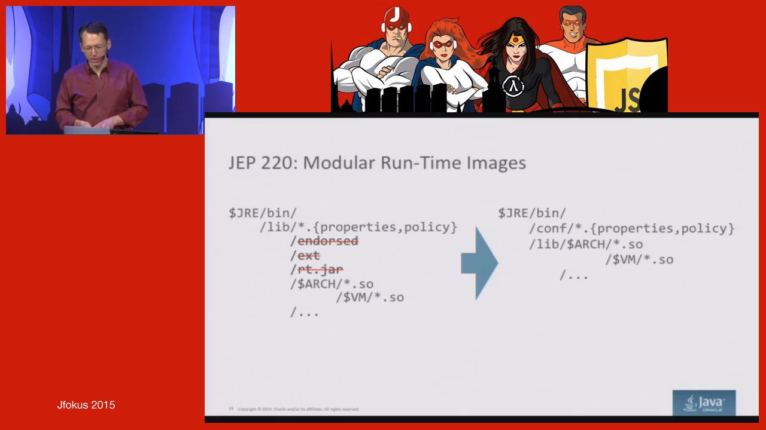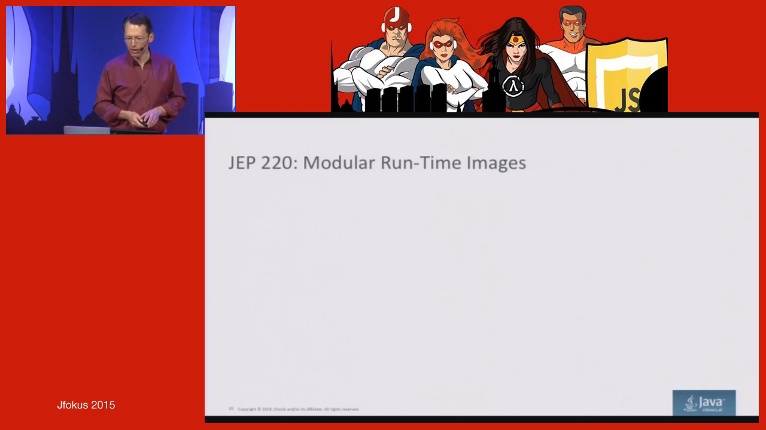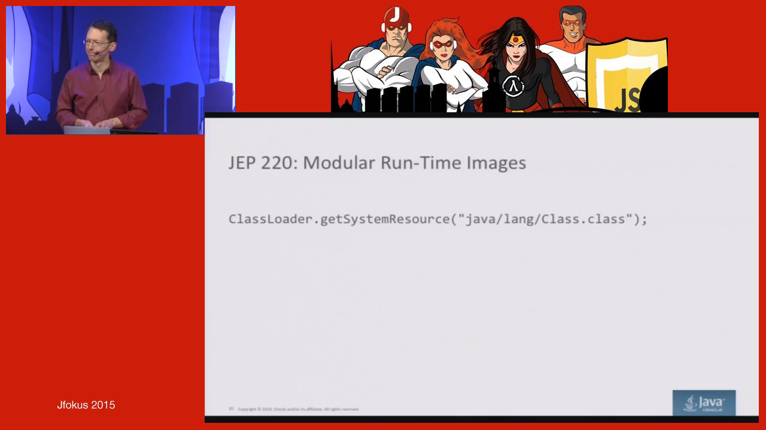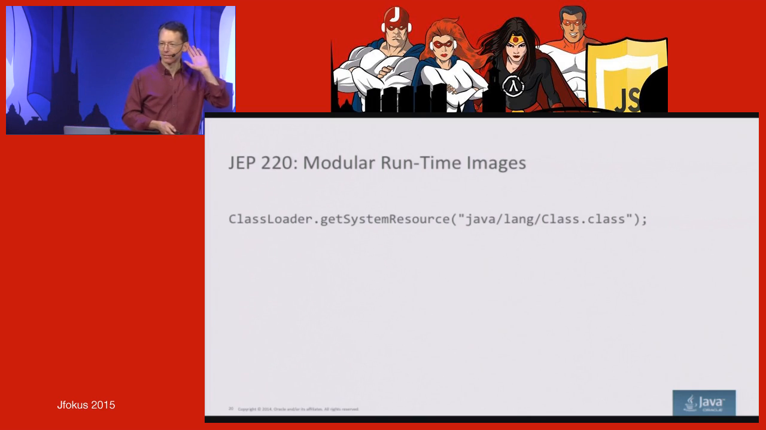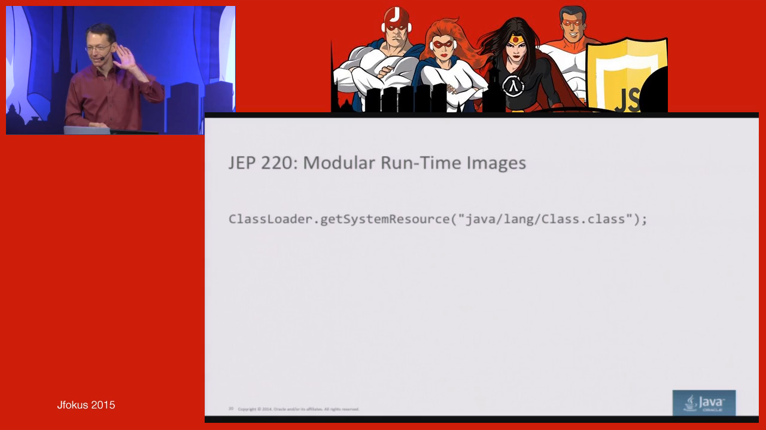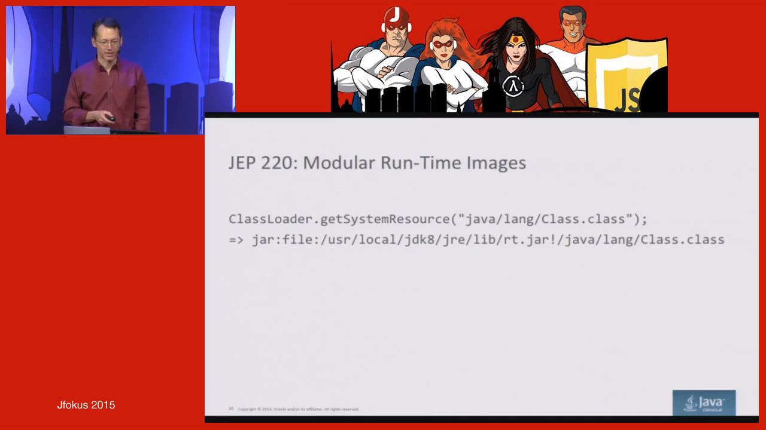There were some interesting kinds of compatibility issues we had to deal with. Does anybody know what this code does? What does this return? Anybody? Random guess? The bytecode? No, it does not return the bytecode. This method actually returns a java.net.URL object. And today it would return this, roughly. So that's what's called a jar file URL.